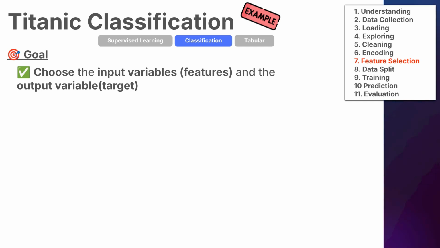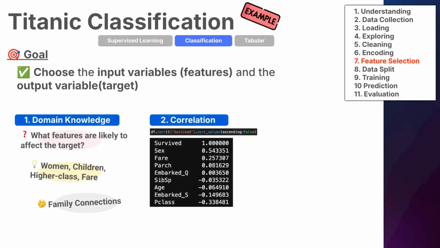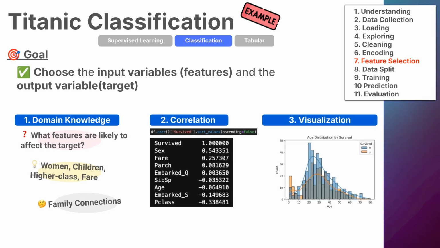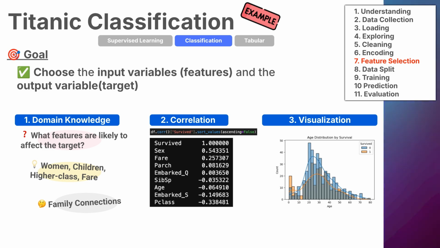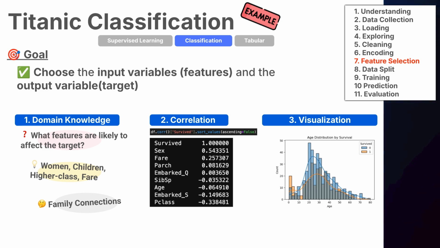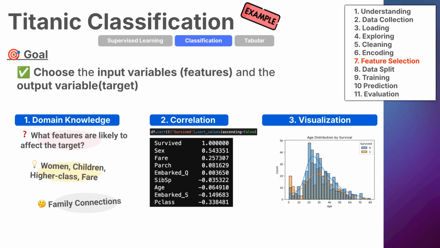To select the most relevant features for predicting survival, we used a combination of domain knowledge, correlation analysis, and visualization. Based on what we know about the Titanic disaster, we can assume that certain features are likely important, such as women and children were more likely to be rescued. Higher class passengers had better access to lifeboats. Younger passengers may have had higher priority. Fare may reflect socioeconomic status and cabin location.